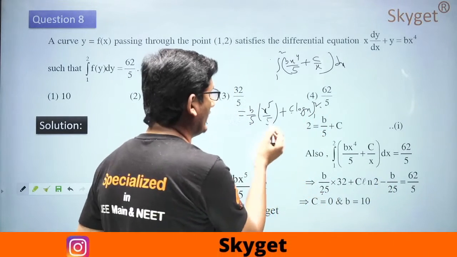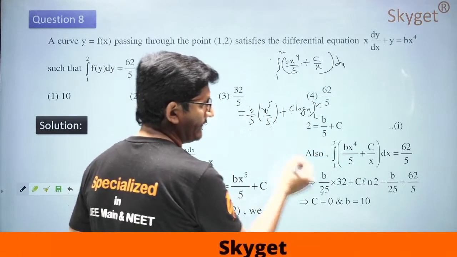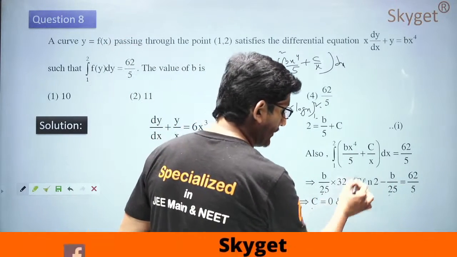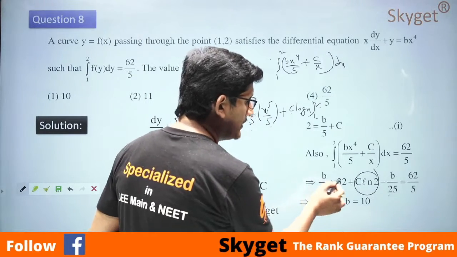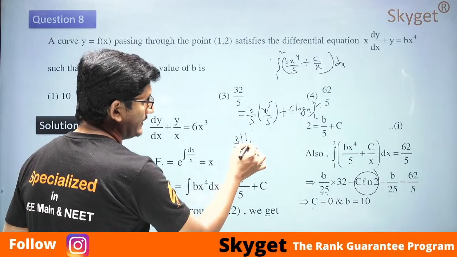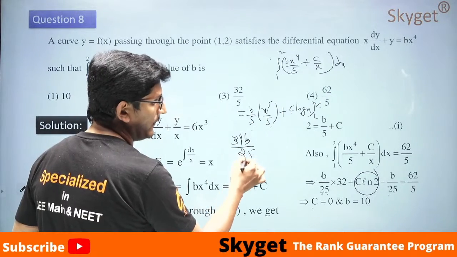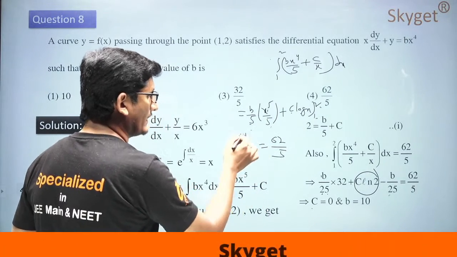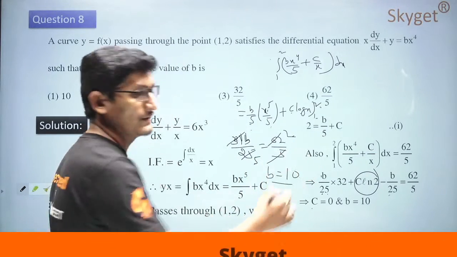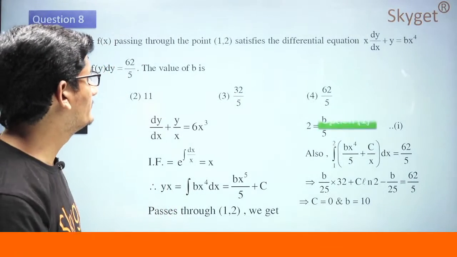Next, applying the lower limit, we get minus b by 25, equal to 62 by 5. Here c is equal to 0, so we enter this value. So 32 b by 25 minus b by 25 gives 31 b by 25. 31 b by 25 is equal to 62 by 5. So 31 twos are 62, 5 fives are 25, 5 twos are 10. So b is equal to 10. Very easy, no? Simple. Let's see the next problem.